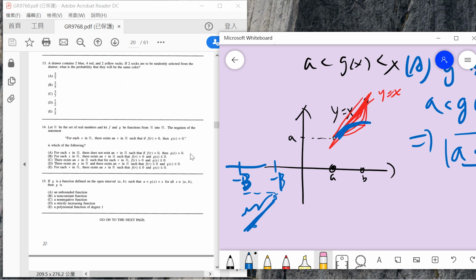And E is a polynomial function of degree 1. That's definitely wrong. This is not a polynomial function. So the answer is B. The answer is B.